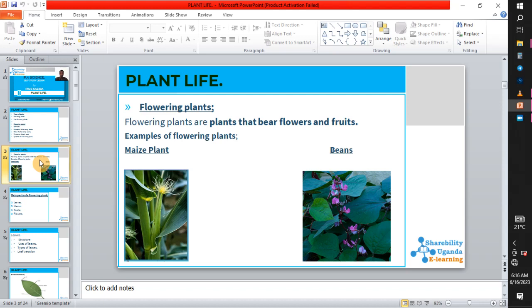Flowering plants. Flowering plants are plants that bear flowers and fruits. Examples of flowering plants are a maize plant. It has flowers. These hairy-like things are the flowers of a maize plant. And we have beans. Beans also are flowering plants. They have flowers and they bear fruits.